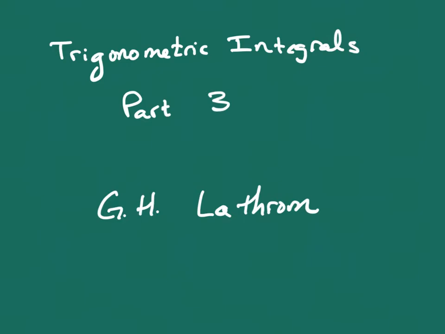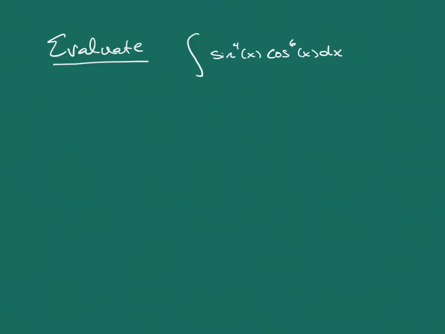So let's continue our discussion of what we do when the powers of our products of sines and cosines happen to both be even. In this example, suppose somebody just walks up to us on the street and hands us the integral of sine to the fourth times cosine to the sixth. What can we do about that?